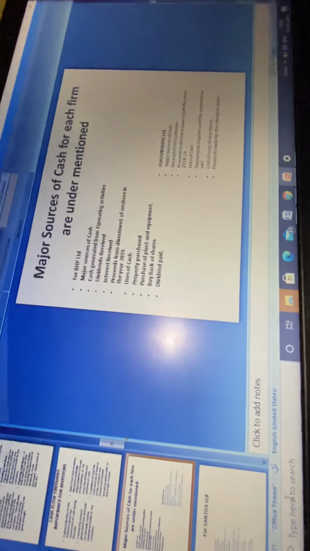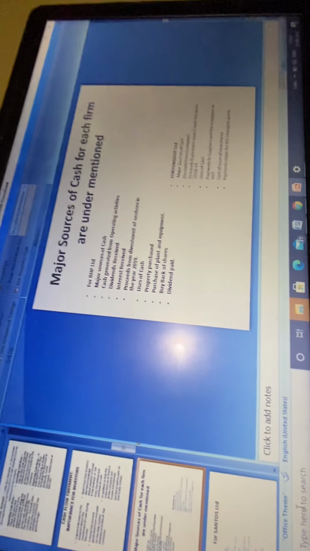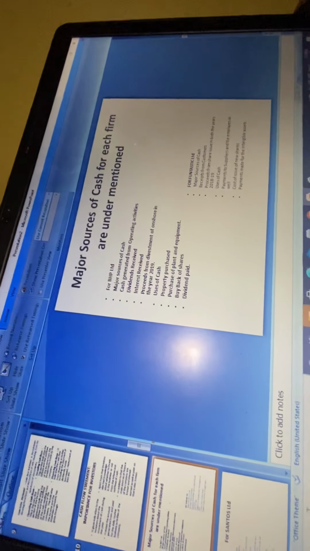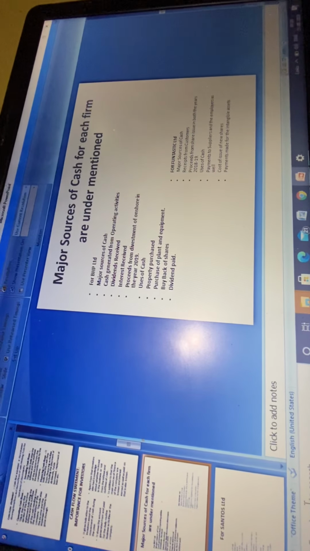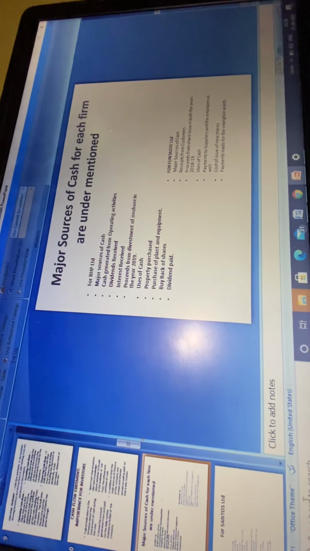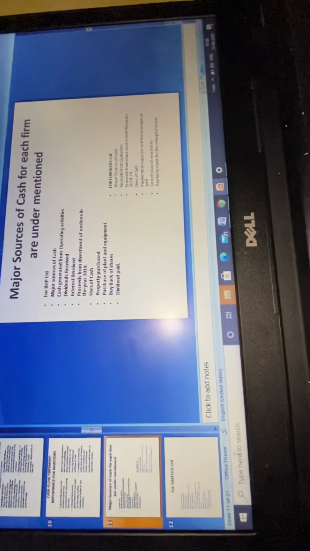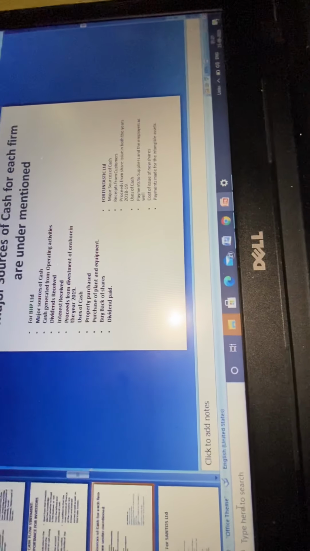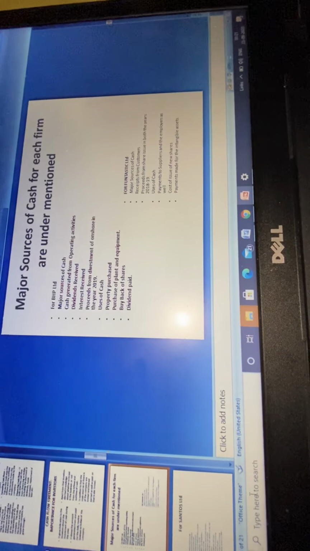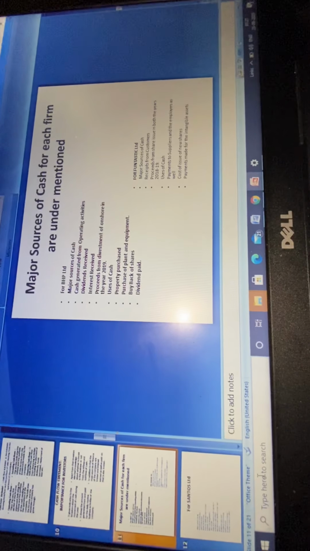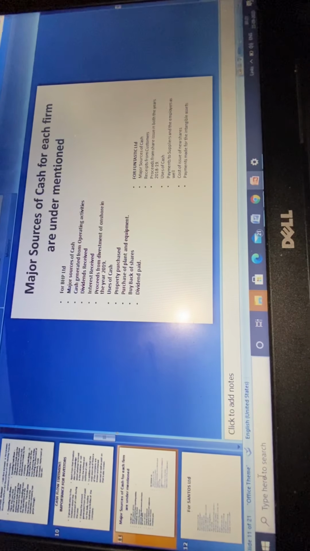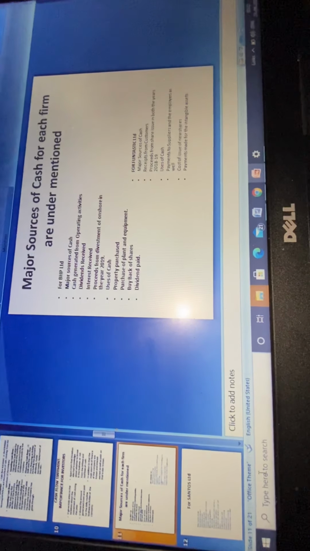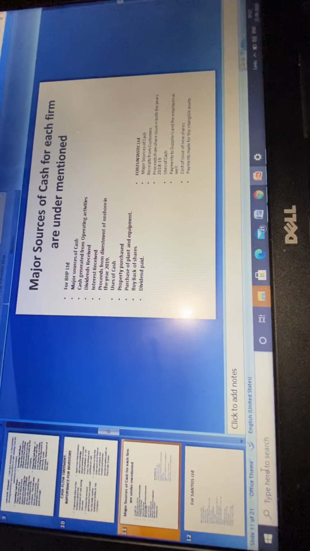For BHP Limited, the major sources of cash were the cash generated from operating activities, dividends received, interest received, and proceeds from the divestment of onshore in the year 2019. And moving ahead, the uses of the cash it has earned were the property purchase, the purchase of plant and equipment, the buyback of shares in 2019, and also the dividend paid.